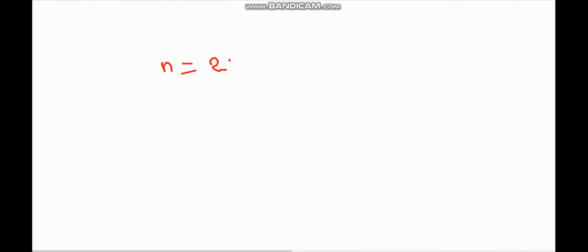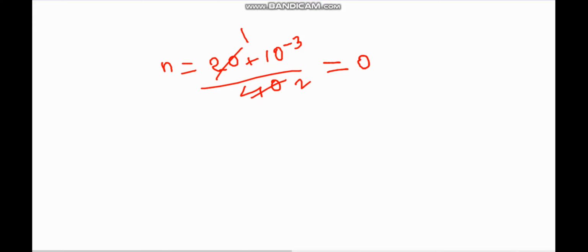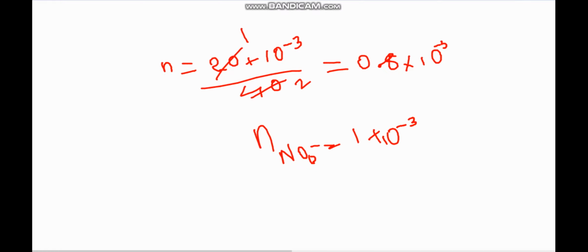So 20 milligram, 20 into 10 to the power minus 3, over the molar mass of calcium, which is 40. So that is 0.5 into 10 to the power minus 3 moles. Calcium moles is that much, which means the compound calcium nitrate is also 0.5 into 10 to the power minus 3 moles, but calcium to nitrate ratio is 1:2. Therefore the moles of nitrate will be double that, that is 1 into 10 to the power minus 3.